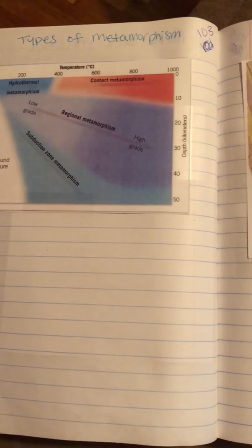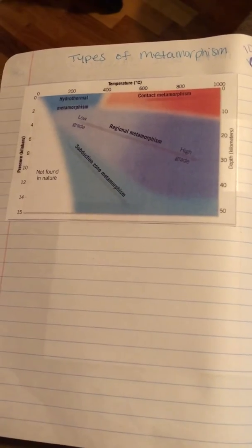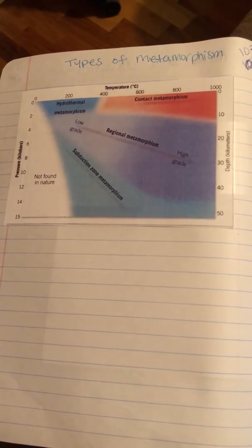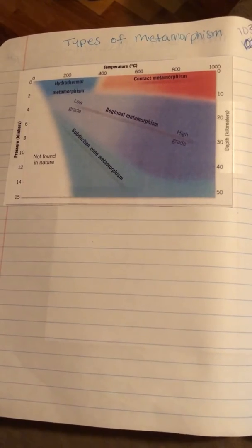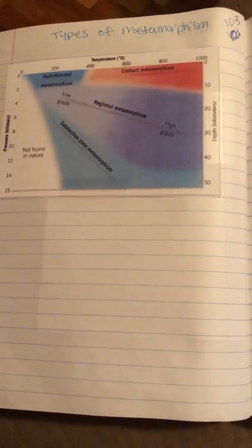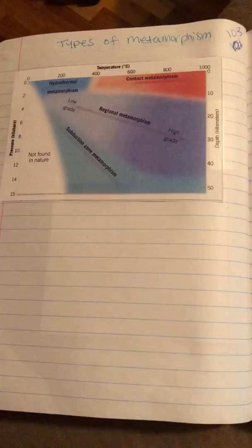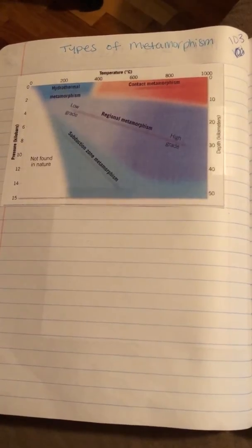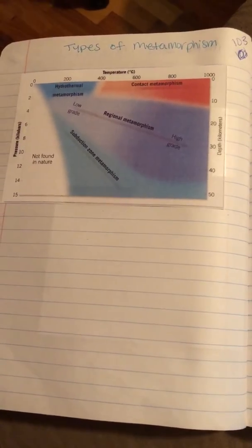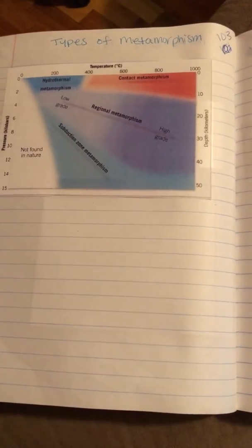Okay, page 103 shows you a PT, pressure temperature diagram of metamorphism. So there are different types of metamorphism. There's contact, hydrothermal, regional, and subduction zone. There's also one that's not included in here, which is my favorite one.